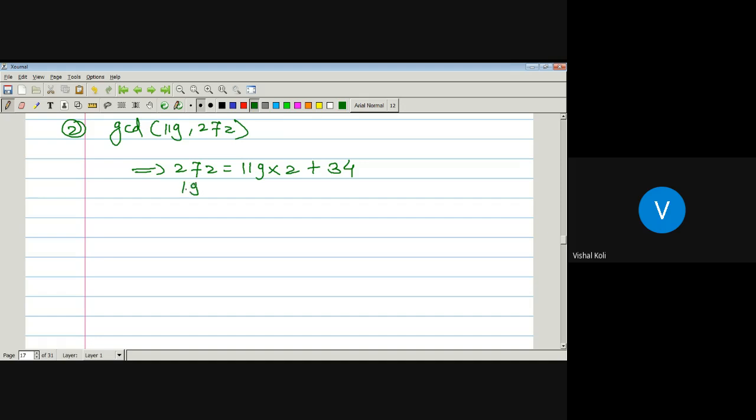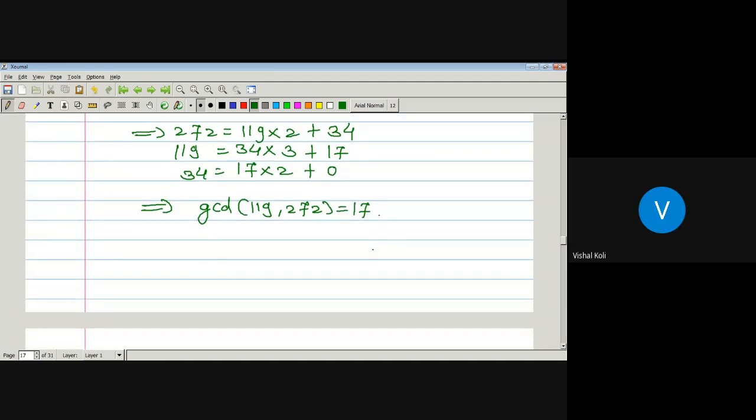So 119 can be written as 34 into 3, which is 102, plus what should be the remainder? 119 minus 102, 17. And 34 can be written as 17 into 2, which is 34, plus remainder 0. Which implies the GCD is 17.